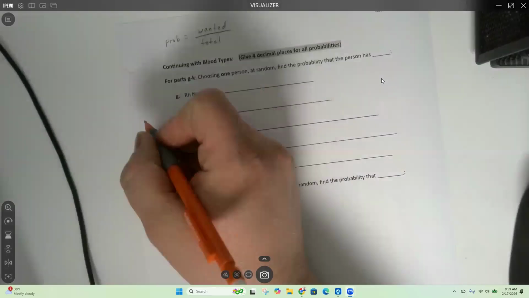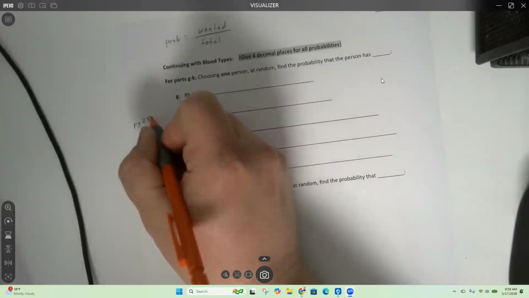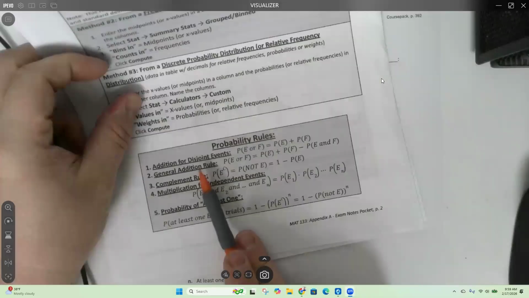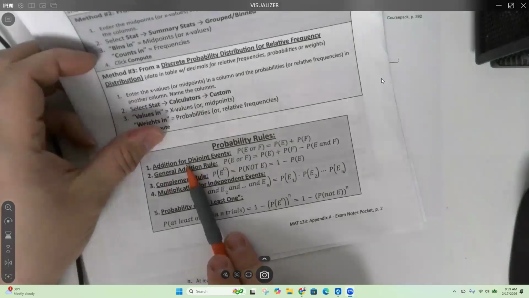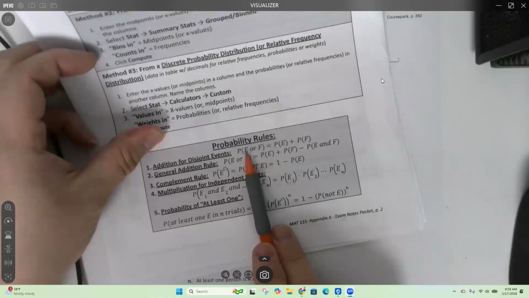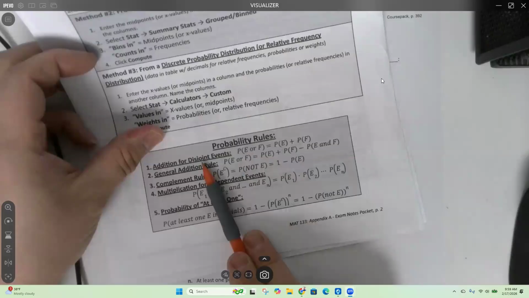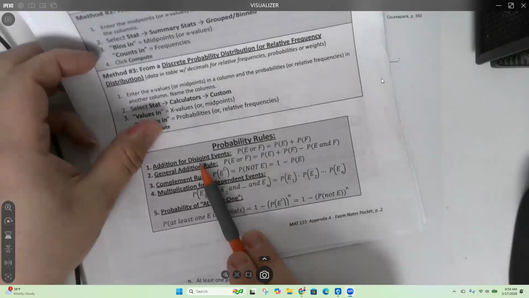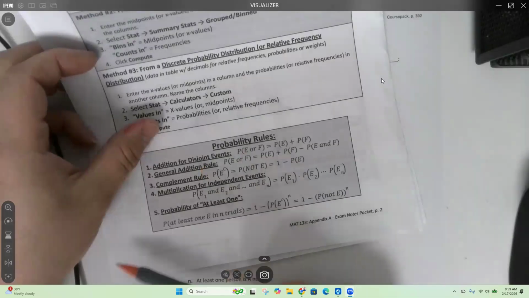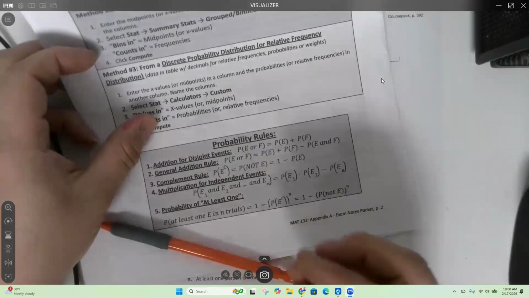So for question H, we'll look at the bottom of page 254, and there are rules for probability. The addition rule number one for disjoint events is if you have E or F, you just add them together. Now that's if they are disjoint. So pizza or cheeseburgers would be an example of disjoint events. Can she have both of those? No, I'm not going to buy her both pizza and cheeseburgers. She's not going to eat all of it.